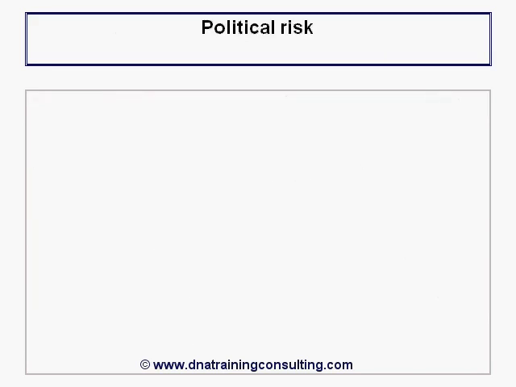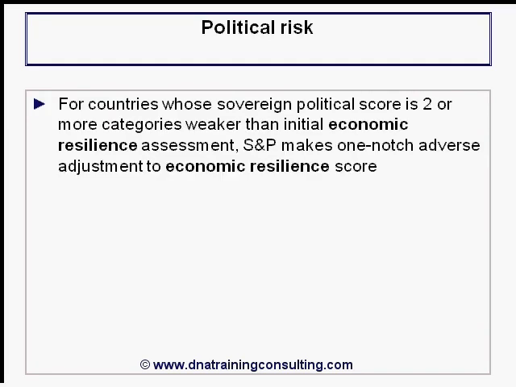The last subfactor under economic resilience, namely political risk, is treated in a similar manner. In the case of countries whose sovereign political score is 2 or more categories weaker than the initial economic resilience assessment, S&P makes a one-notch adverse adjustment to the economic resilience score.